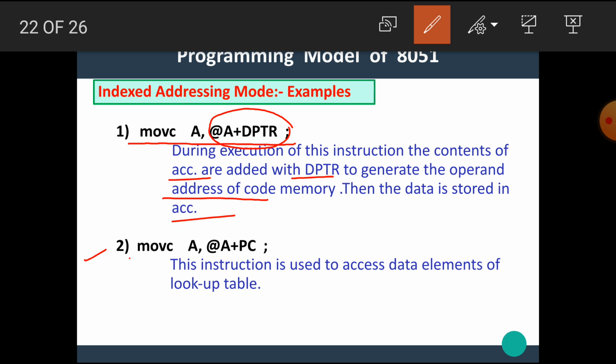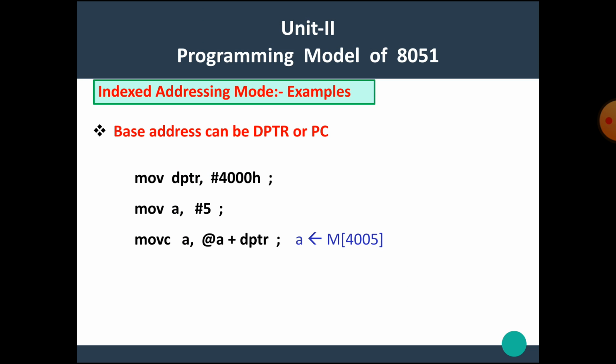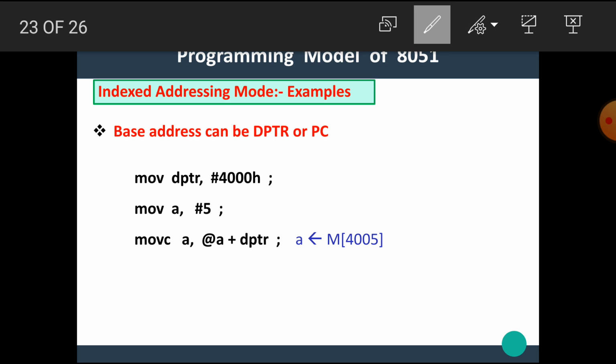Similarly, the second instruction is MOVC A, @A+PC. This instruction is used to access the data elements of the lookup table. Note here the MOVC instruction is used. Okay. Now let's see another example of the indexed addressing modes.